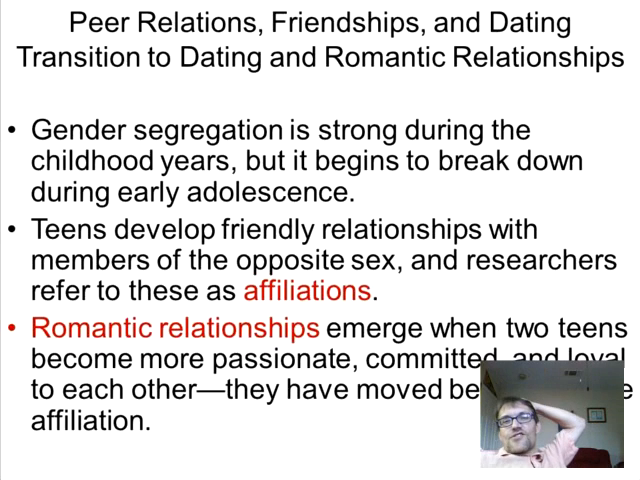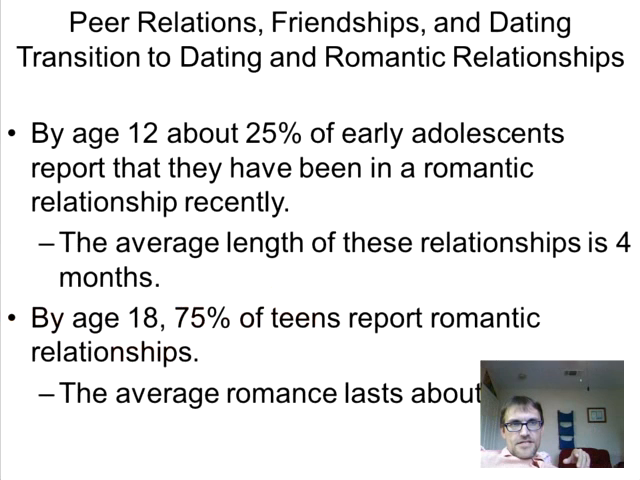I didn't know how to describe my son's girlfriends. He says, oh, I have a girlfriend. Really? What does it mean when you say I have a girlfriend? He's recently turned 13, and I think an affiliation is really a good way to describe what a 12 to 13-year-old's girlfriend is all about. Okay, friendly relationships with members of the opposite sex, something like that. Eventually, they move into romantic relationships.